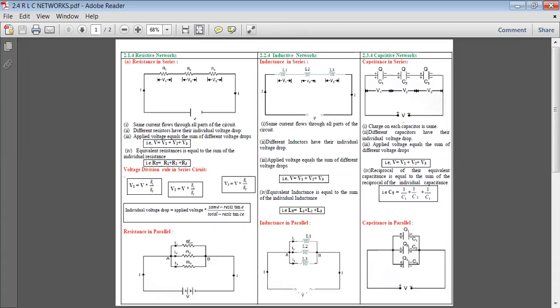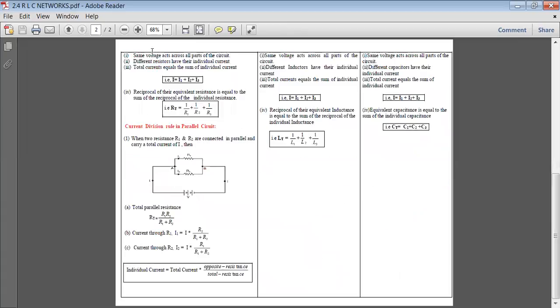Right. Now come to the important points related to resistance in parallel. Same voltage acts across all parts of the circuit. What does it mean? The voltage across R1 is the same as the applied voltage, the voltage across R2 is the same as the applied voltage, and the voltage across R3 is the same as the applied voltage. The same voltage will apply across each element.